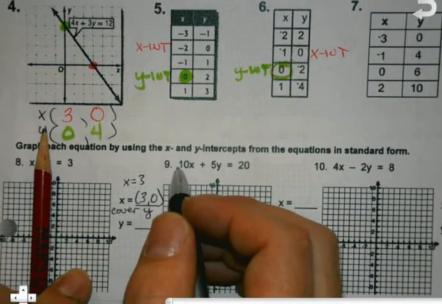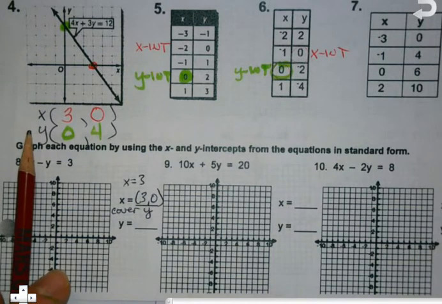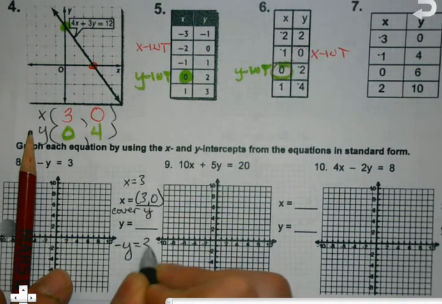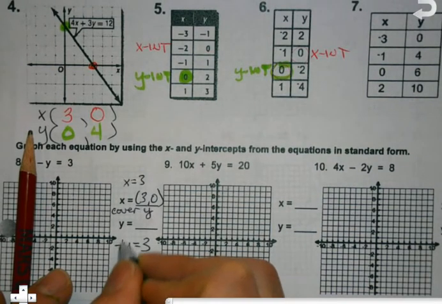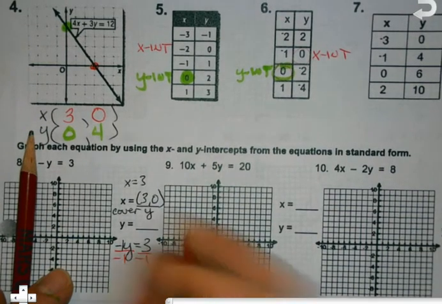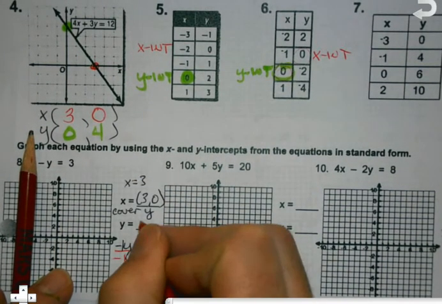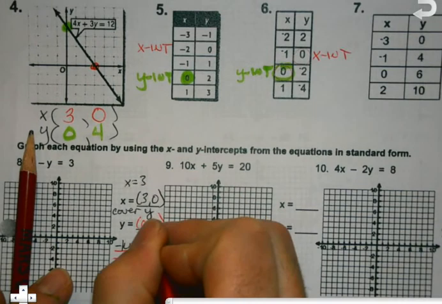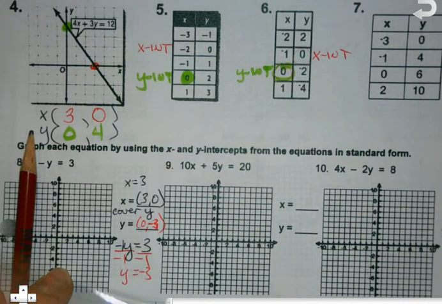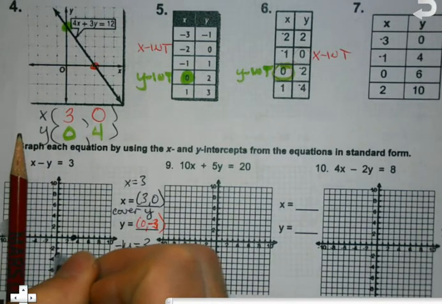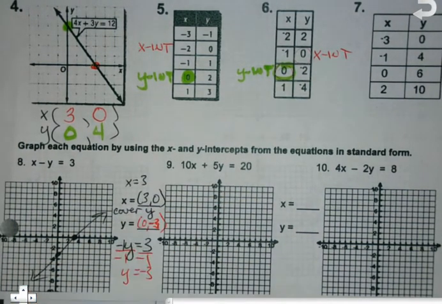So if I'm looking for y, I cover up the x part. But this one's a little different, because I don't have the y by itself yet. What's my one step to get y alone? Multiplying each side by -1. And once I have my 2 points, -3, I can plot my 2 points and draw that through.